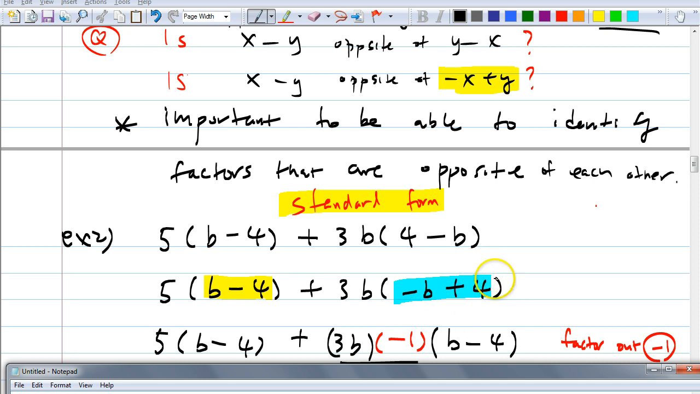No, that's not what I'm doing. What am I doing here? I'm factoring out a negative 1. Do you see how I did factor out negative 1 from it? Because wasn't negative 1 a common factor of negative b? Wasn't negative 1 a common factor of 4? Because what's 4? Negative 1 times... No, 4 is not negative 1 times 4. Negative 1 times negative 4 is 4. Isn't that right? So I could factor out a negative 1.